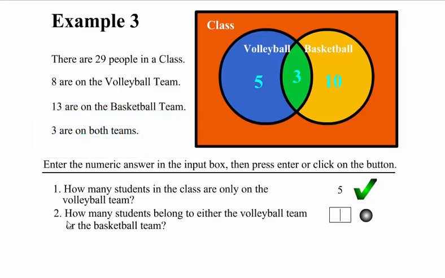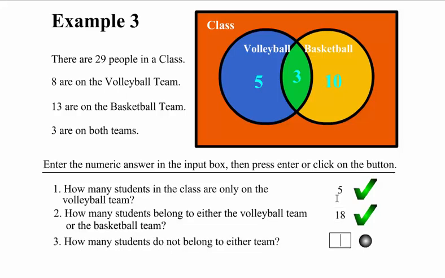So just to be clear, mathematically or includes both. So when you see volleyball or basketball, it's this 5, these 3, and this 10 altogether. And so there are 18 students who play on at least one of the teams, so the volleyball team or the basketball team, and then again, or both is automatically included in that.